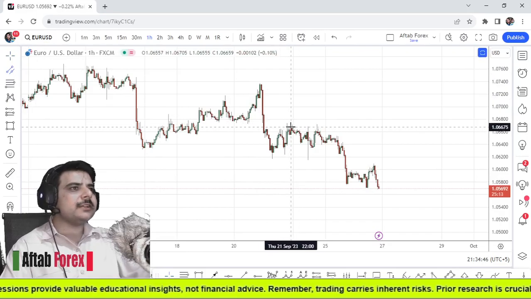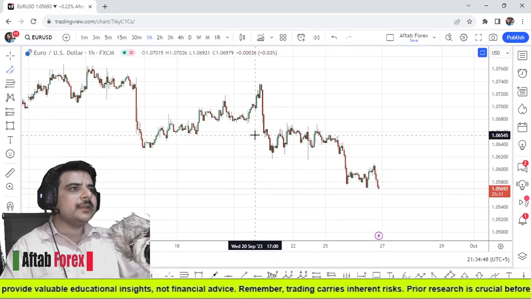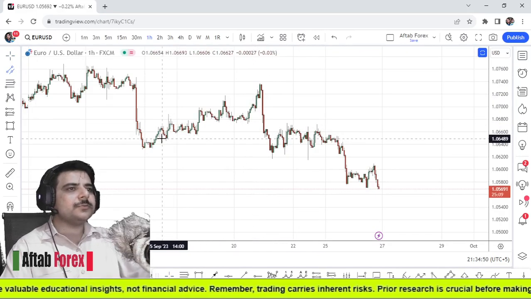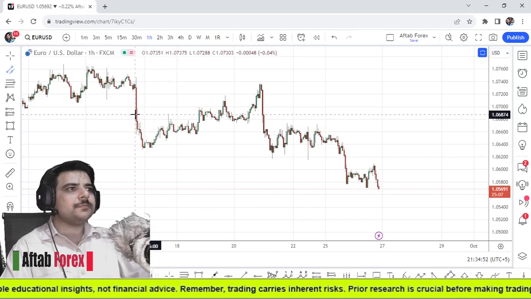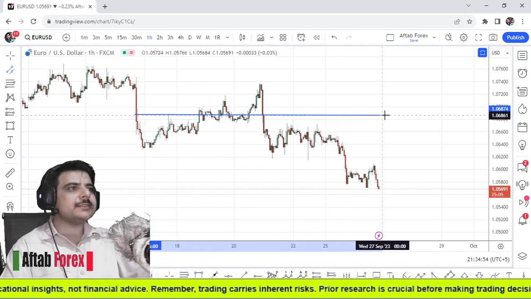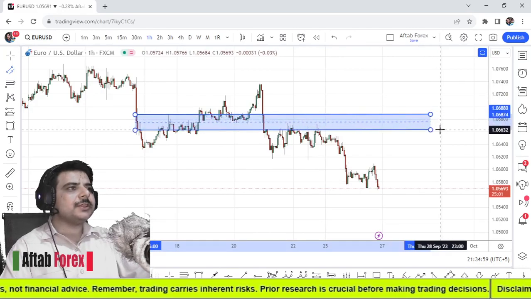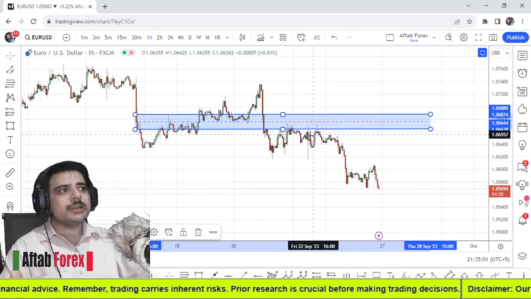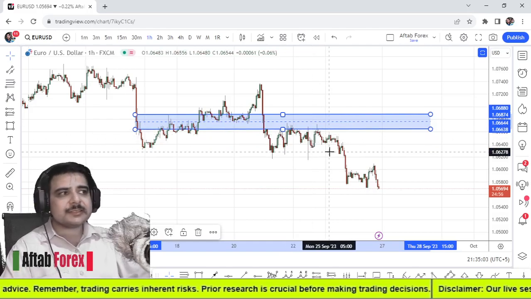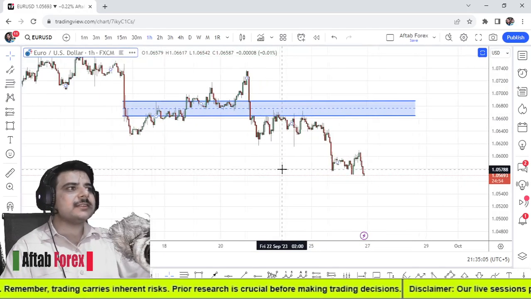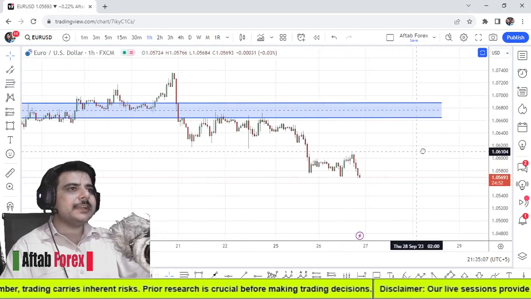We have a very nice break of structure from the same zone, maybe right here. If you can see, a very nice break of structure we have seen, and the seller no doubt made good profits, as I have discussed in the previous video. So what's next after that on the day trading level?